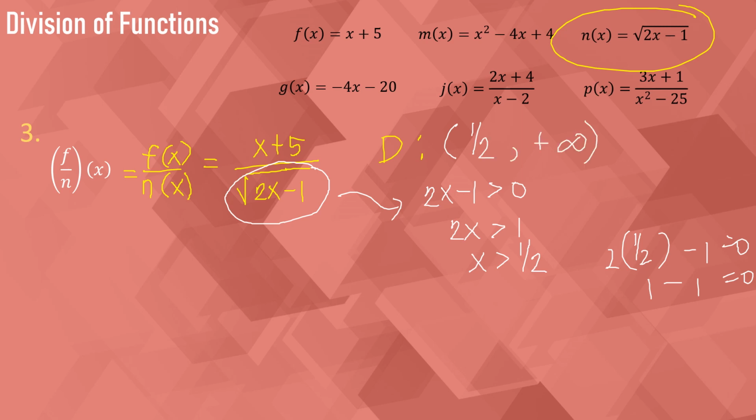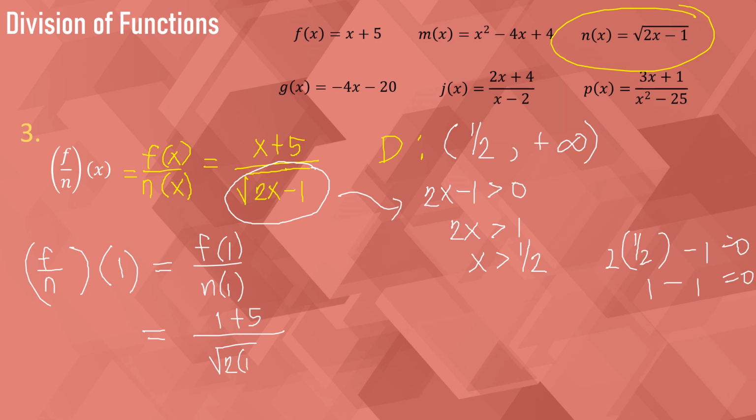Now, for example, you are interested to evaluate f over n of, let's say, 1. That is equal to f of 1 over n of 1. So substitute. For f of 1, we have 1 plus 5. For n of 1, that is the square root of 2 times 1 minus 1. And you have 6 over the square root of 2 minus 1, which is 6 over 1. The answer is 6.